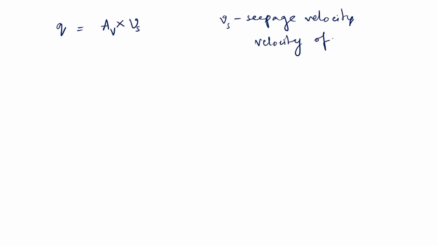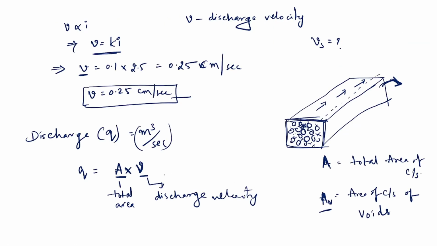But the same discharge can also be calculated by using area of voids only, but you have to use velocity through the voids. Vs is seepage velocity. This is nothing but velocity of water through the voids, seepage velocity. So you have to use that velocity because you are using area of voids, but the discharge is same. Okay, now this is 2, this is 1.